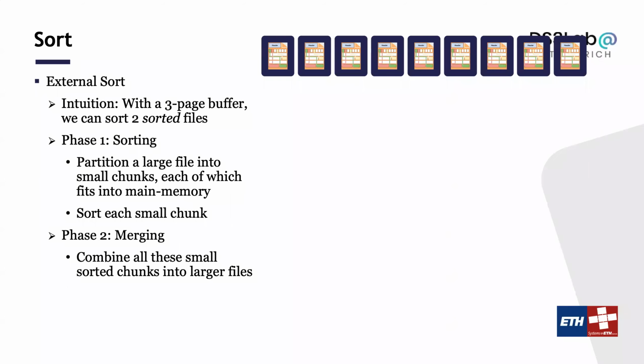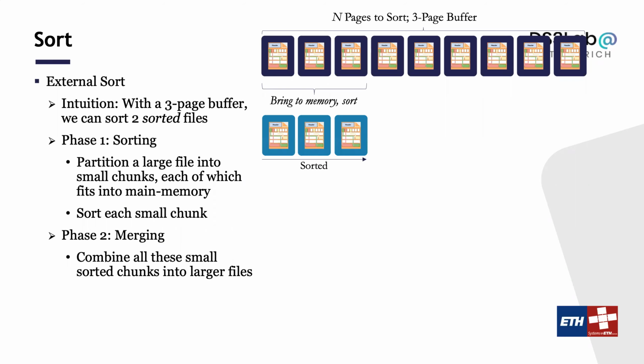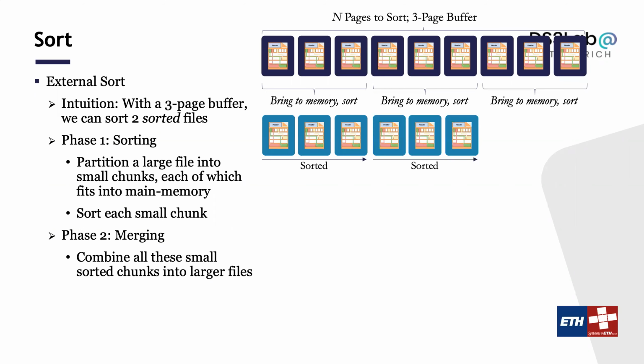Assuming I have a whole bunch of files on my hard drive, I have n pages to sort, and I only have a 3-page buffer. Okay. So what should we do? I bring in 3 pages to my memory, and I sort them, and I flush them out. I keep doing this. I'm going to have a whole bunch of small files. Right? Every single small file contains 3 pages because that is what I can sort in memory. And then I have a whole bunch of small files. Each one of them is already sorted. And then I'm going to merge them.